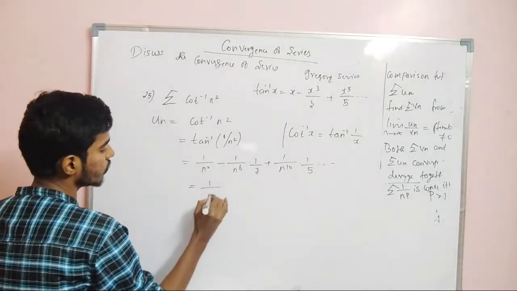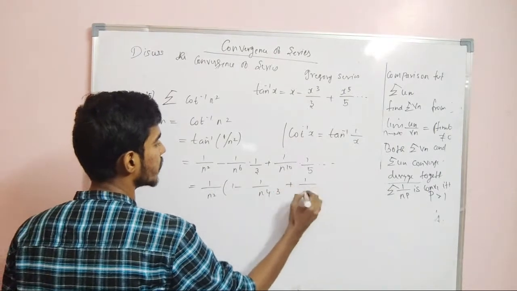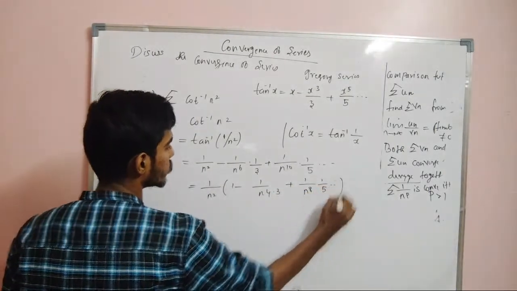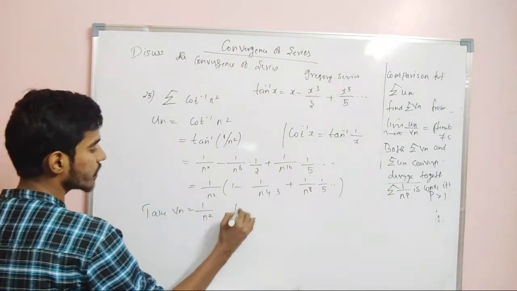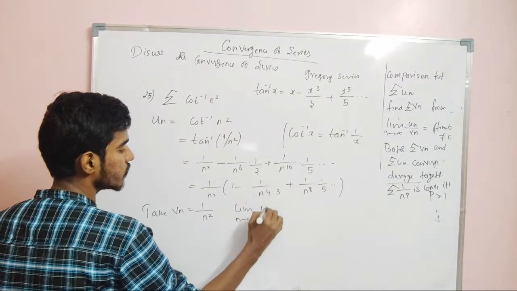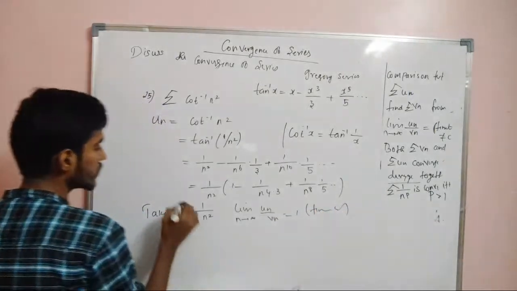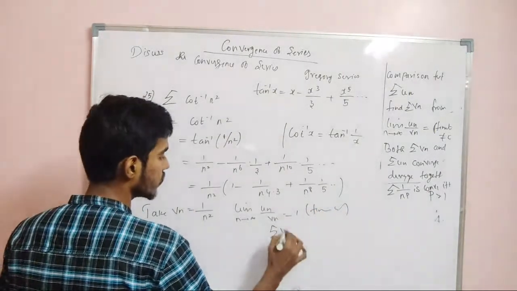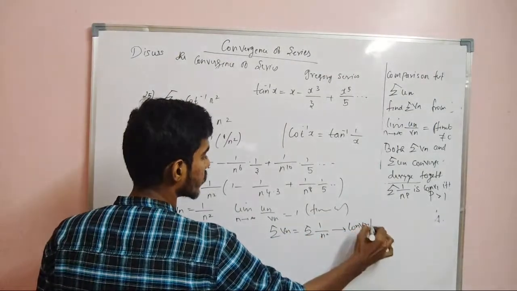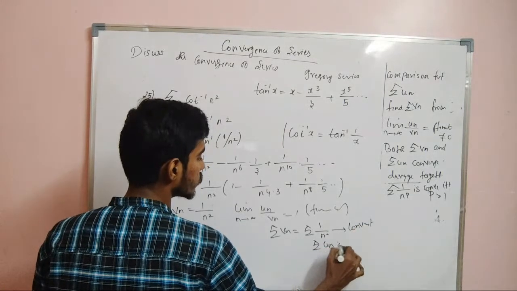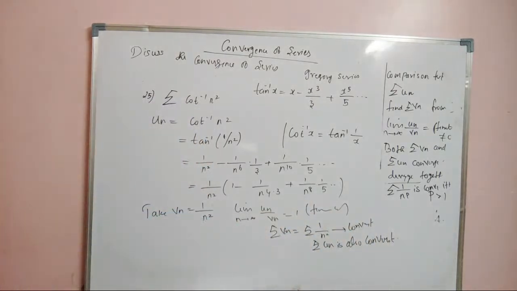Now we just take 1 by n square common, so we will have 1 by n power 4 into 3 plus 1 by n power 8 into 1 by 5 and so on. Now you just take Vn to be equal to 1 by n square. Now what about limit n tends to infinity Un by Vn, which is equal to 1, so which is finite and non-zero. So since summation Vn, it is summation 1 by n square, is convergent, therefore summation Un is also convergent. Therefore the series is convergent, right?